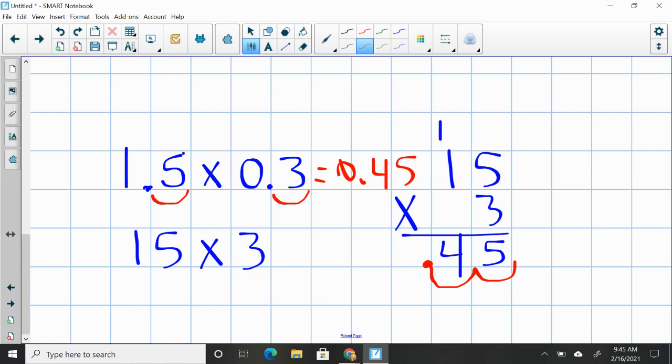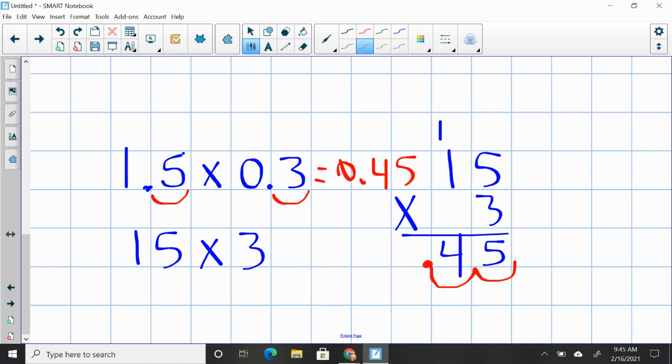I want to talk about estimating these kinds of things. A lot of the times students will say, well, I'm not really sure why my answer is smaller than what I started with. Usually, when you multiply 2 numbers together, your answer is bigger. So, why are we getting a smaller answer? Because we're not multiplying by something that's equivalent to 1 whole.